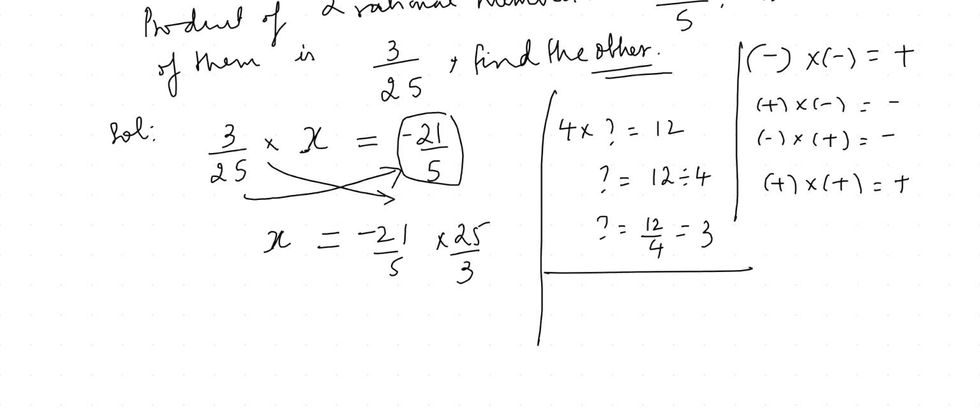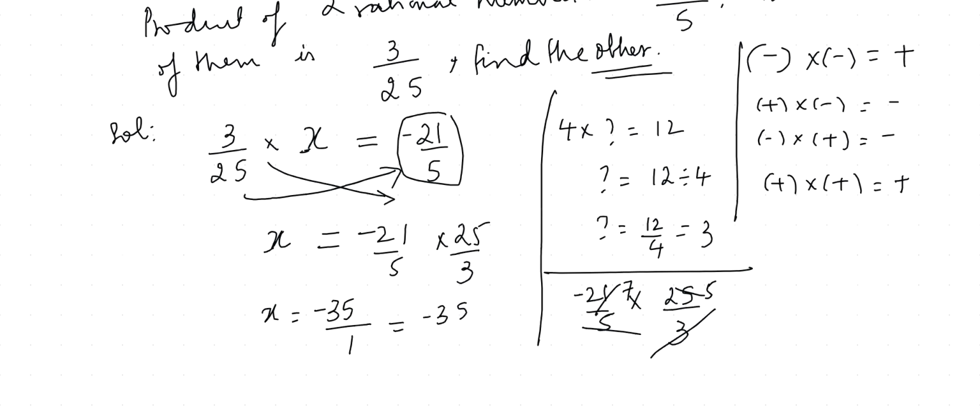Minus 21 by 5 into 25 over 3. 3 ones are 3, 7 threes are 21, 5 ones are 5, 5 fives are 25. So it will be minus 35 by 1, because there is minus 21, so minus into plus. Minus 21 by 5 into 25 will go up, 3 will come down, or it's simply minus 35.